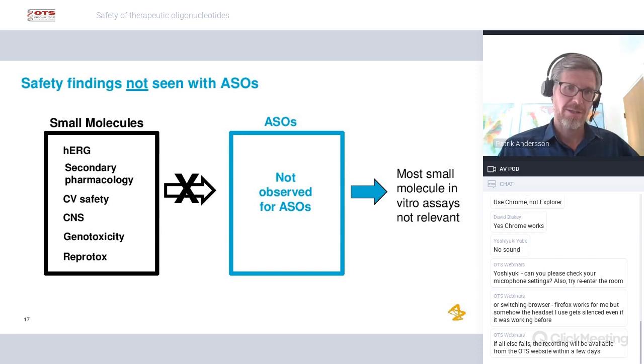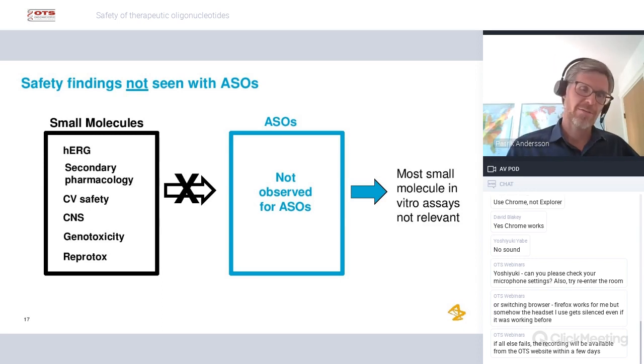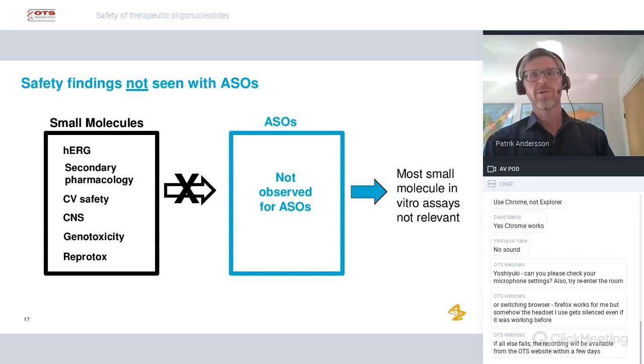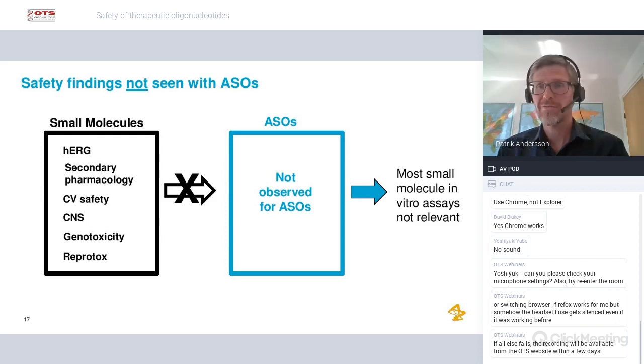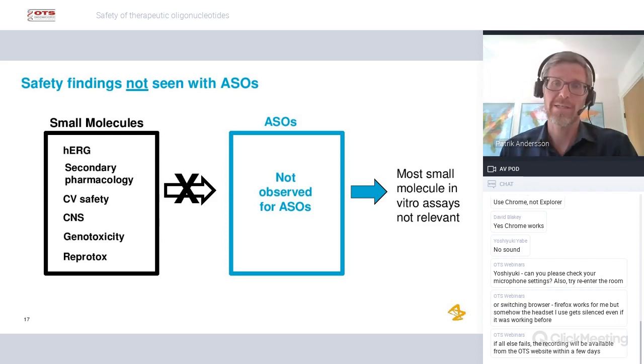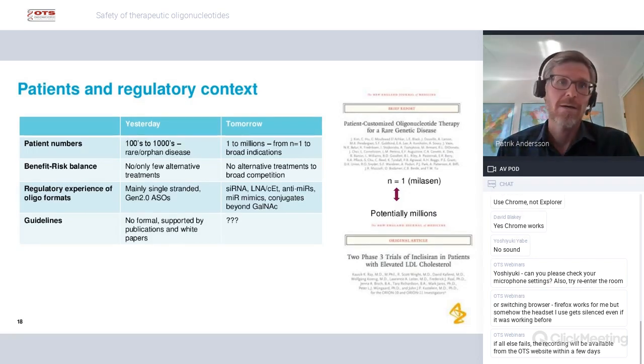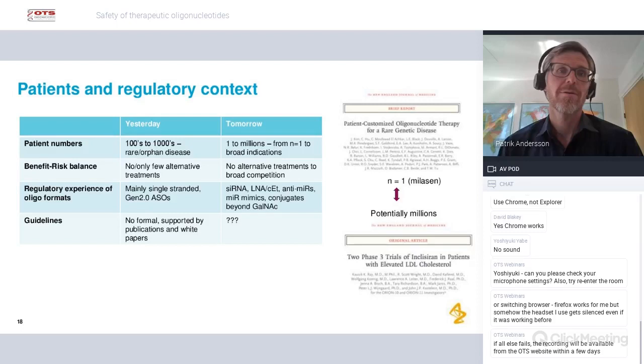I would say that unless target-driven, these are not really observed with oligos to my knowledge, which is of course very, very good, because it's about the distribution and the mechanism of action and the chemistry and so on. So these things are not of any concern for oligos, which is a good thing, as I said. However, all of those small molecule in vitro assays for safety that have been developed to assess these things are obviously not meaningful to run then. So we need to invent other ways of selecting our compounds. So patients and regulatory context, I mentioned that.